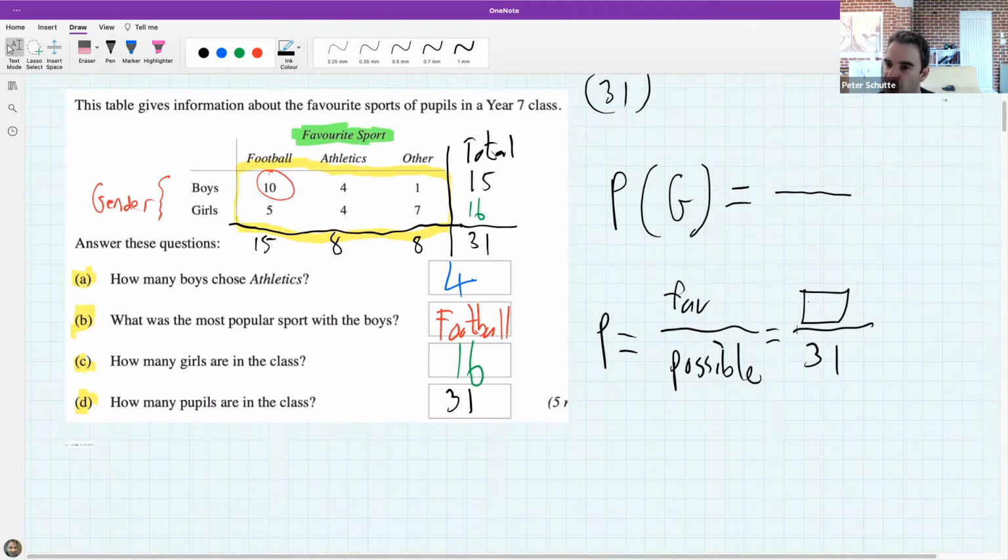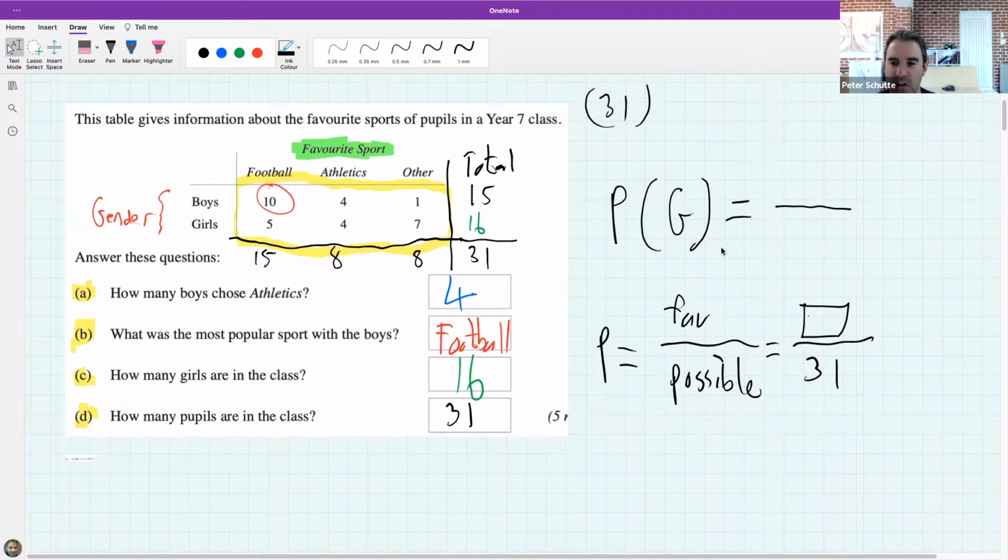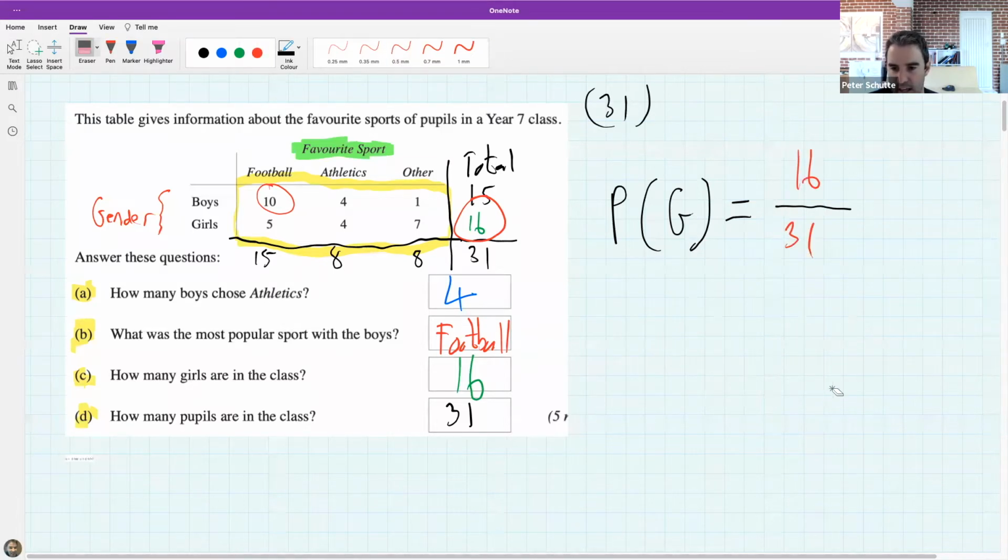Let's go to Kukle. Kukle, can you help me out? Yes, sir. I would say the answer is 16/31 because there are 16 girls and the total is 31. Okay, so this is the key, right? The number of possible outcomes is 31. In this question, it would be 16/31 because I asked you what's the probability of the person being a girl.